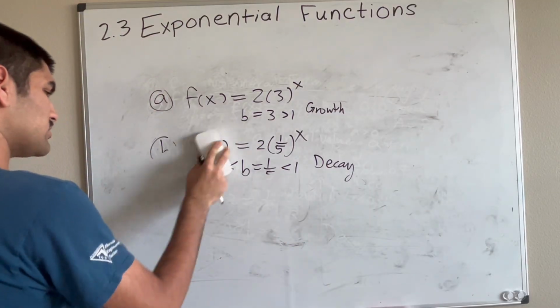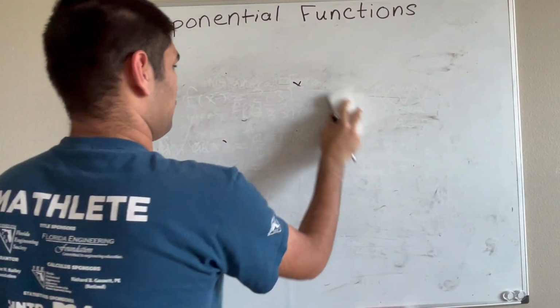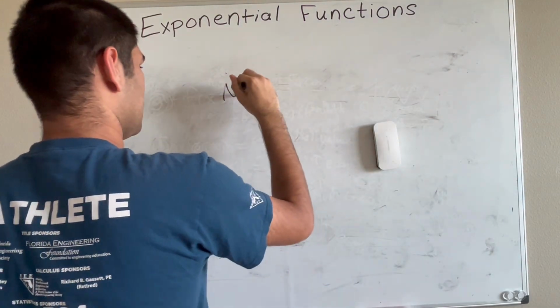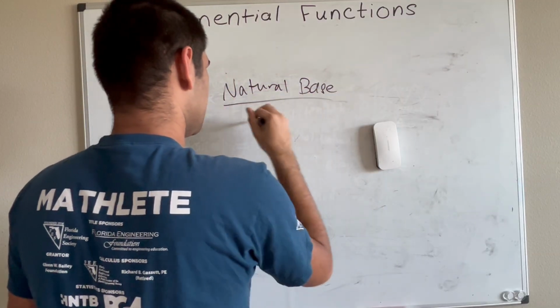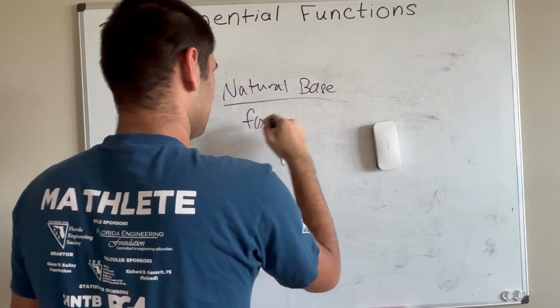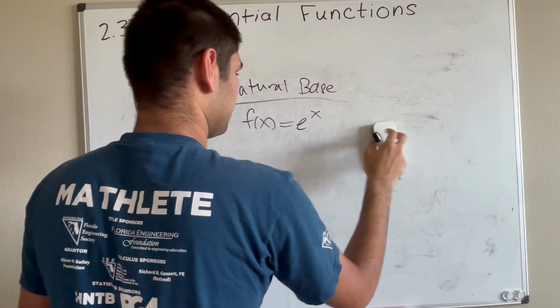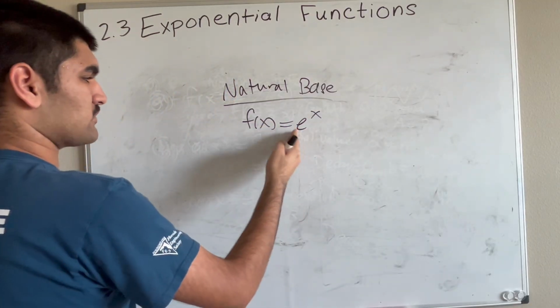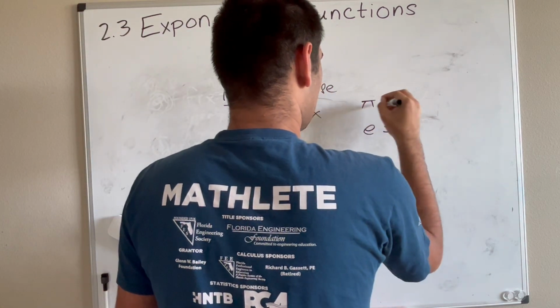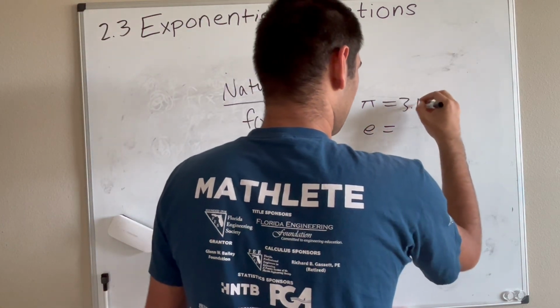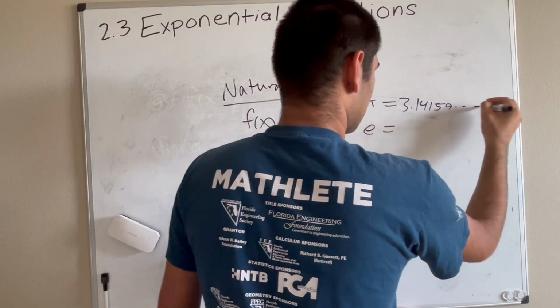All right, so now let's talk about the natural base. This is just f of x is equal to e to the x. So first of all, what even is e? It's like a special number, kind of like pi. Pi is equal to 3.14159 and so on.